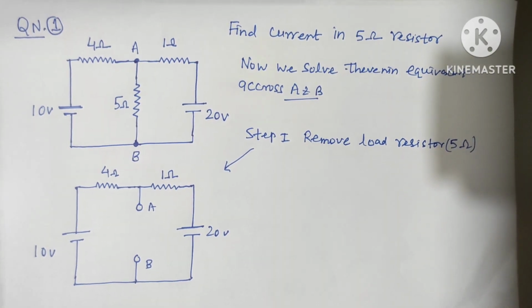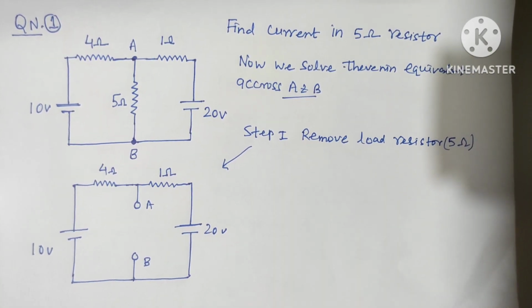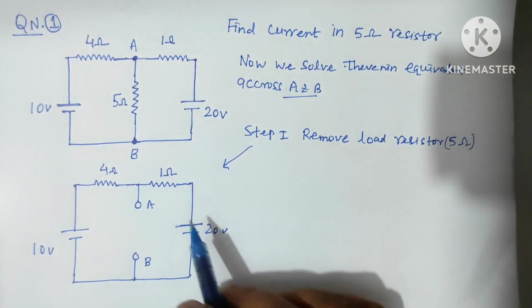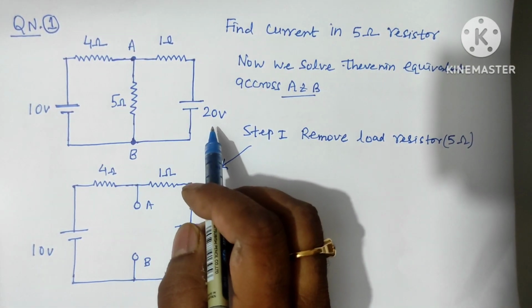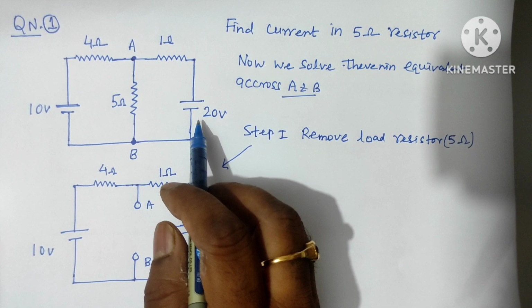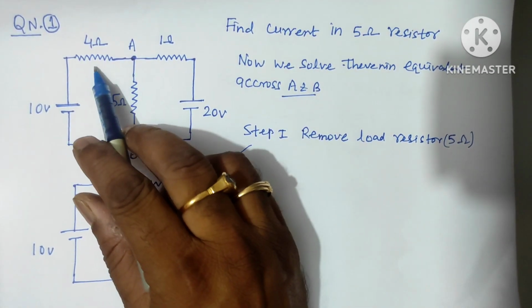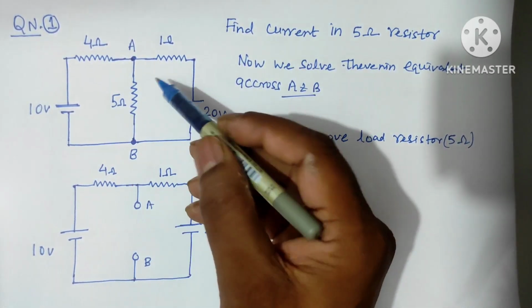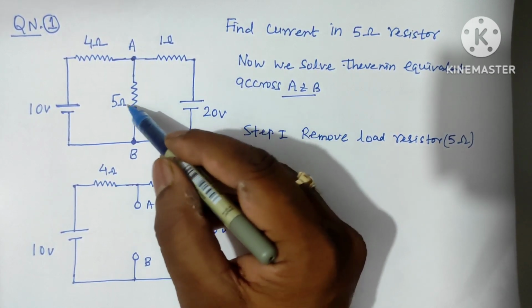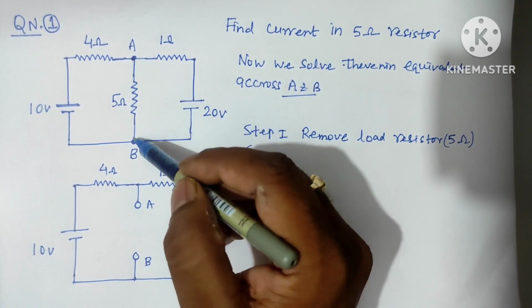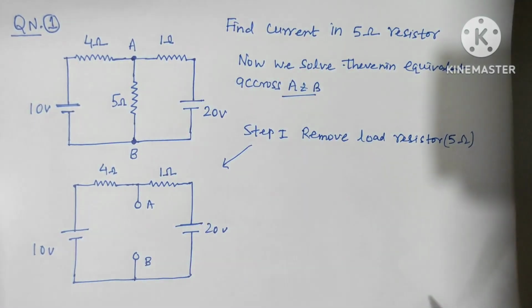I have written one question here to solve with Thevenin theorem, and the steps I have already written so that we can solve it in very less time. Then one question is given here. So there are two batteries here, 10 volt and 20 volt. There is no internal resistance for these batteries. Two resistances 4 ohm and 1 ohm are here, and across terminals A and B, this can be considered as the load resistor, 5 ohm. So 5 ohm resistor is across AB.